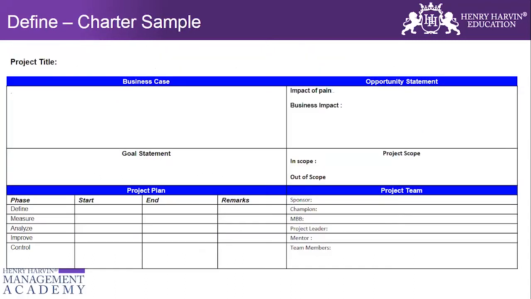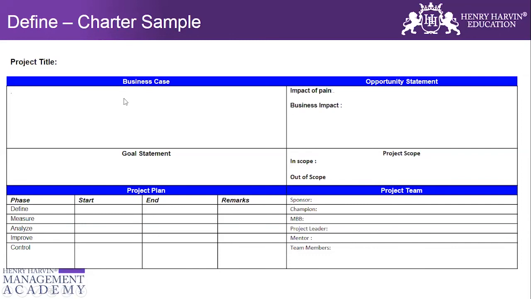This is typically a project charter sample, which you can look at from left to right. Okay, we have already covered all of them except the project scope, which we will just cover now. Business case, we talked about.